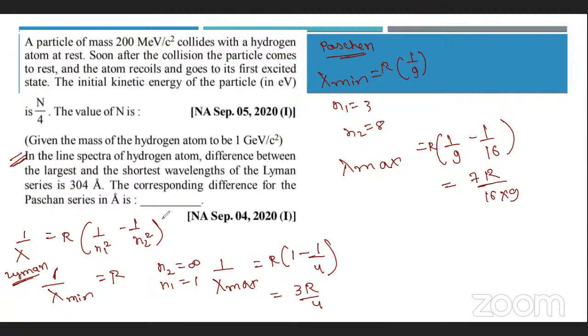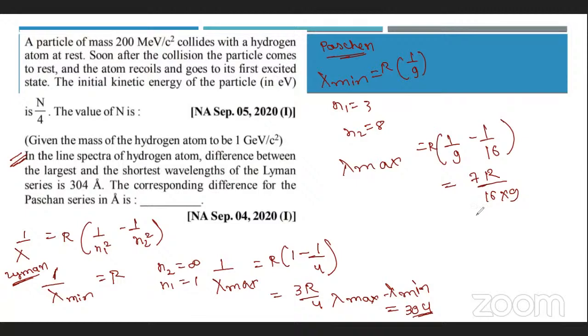So the corresponding difference for the Paschen series, if I want to find lambda maximum and lambda minimum, how much will it be? Lambda maximum minus lambda minimum in this case will be 144 by 7R minus 9 by R, that is 1 upon R (1 by 9 minus 1 by 16). After substituting the Rydberg constant, it is 304 nanometers.